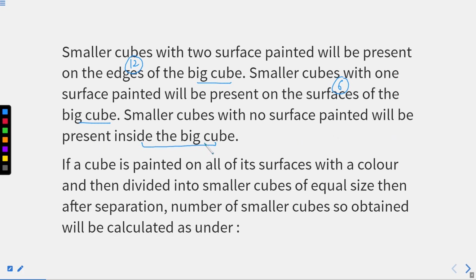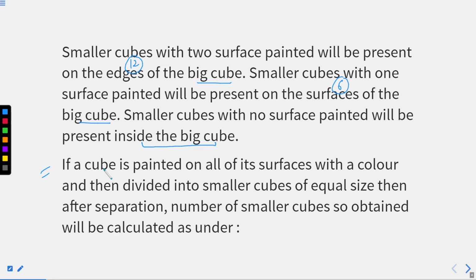Smaller cubes with no surface painted will be present inside the cube. Remember, the surface that you are able to see is the only place where the paint is there. But inside that as well, we have smaller cubes, and those smaller cubes are not painted with any color. So they will be marked as colorless, right?